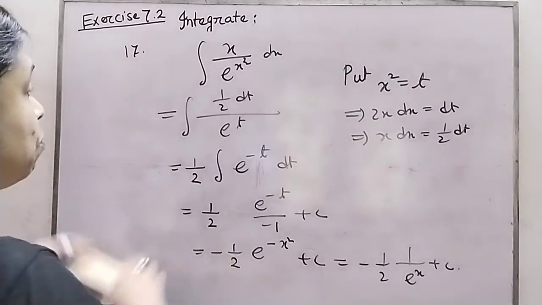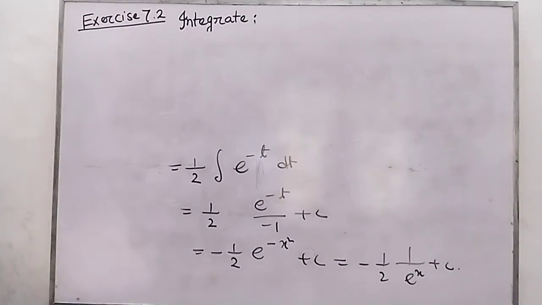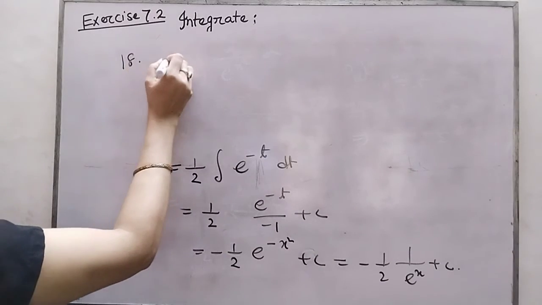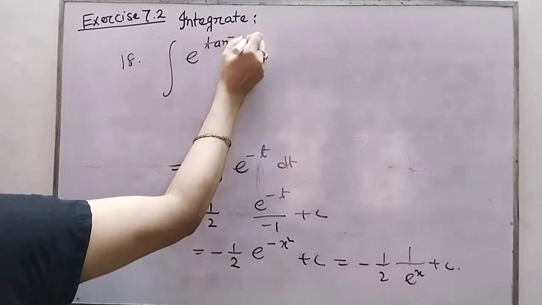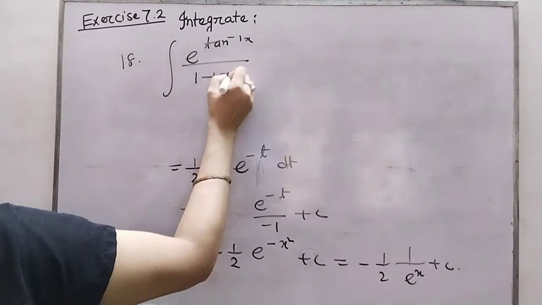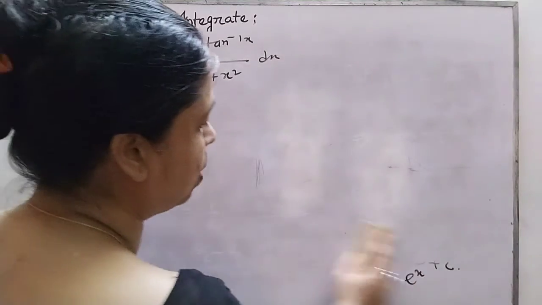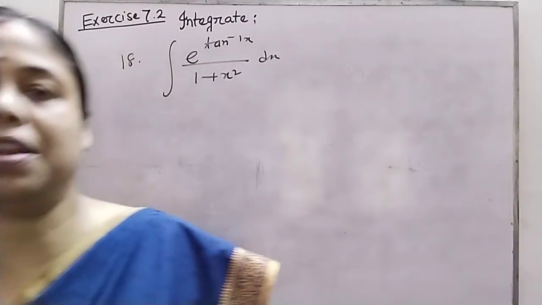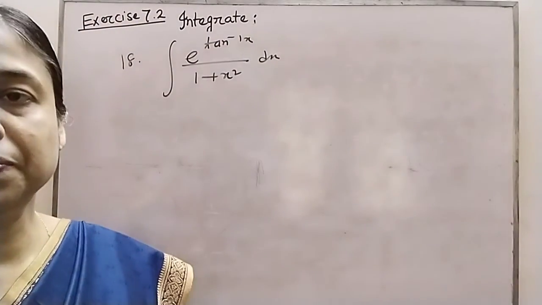Let us do one more question. Question number 18 is integration of e to the power tan inverse of x divided by 1 plus x square whole into dx. So see properly. Hope you remember what the derivative of tan inverse of x is. What is the derivative of tan inverse of x? It's 1 by 1 plus x square. So let's see here, it is there.